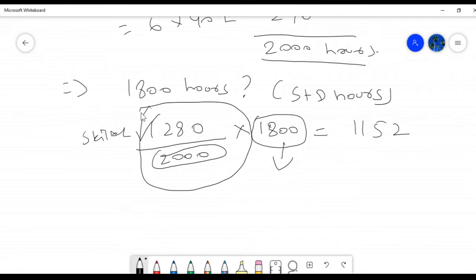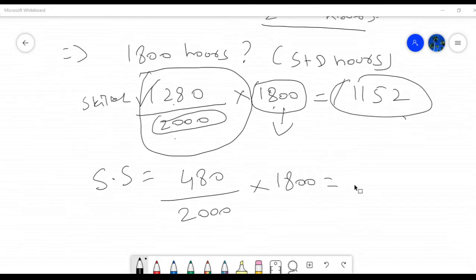If my standard skilled labor is 1280 out of 2000 hours, then for a total of 1800 standard labor hours, what is my skilled labor hour portion? 1152. Similarly, semi-skilled is 480 for 2000 labor hours. Then if my standard labor hours are 1800, what is the portion of semi-skilled? 432 labor hours.